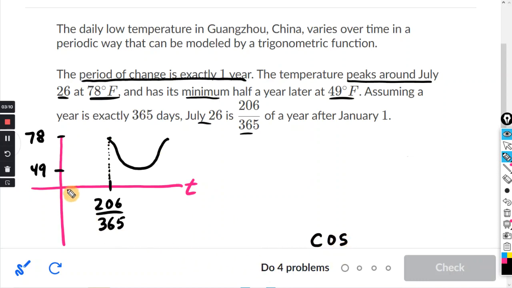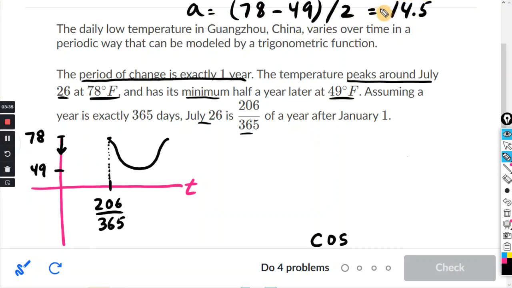And the amplitude is halfway between these two numbers. All right, it's going to be halfway down. So if we do 78 minus 49, okay, the value for A is going to be 78 minus 49 divided by 2. And I get 14.5. Okay, so that number goes in the front.